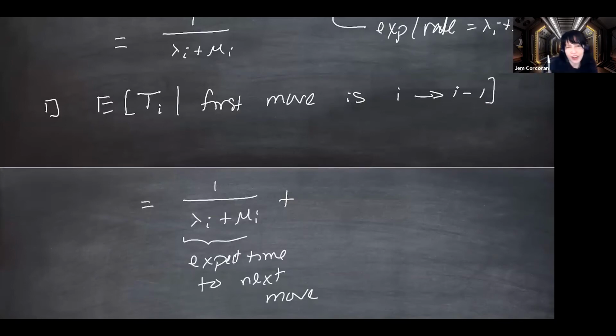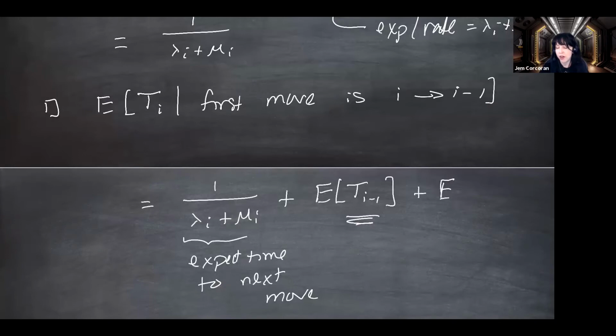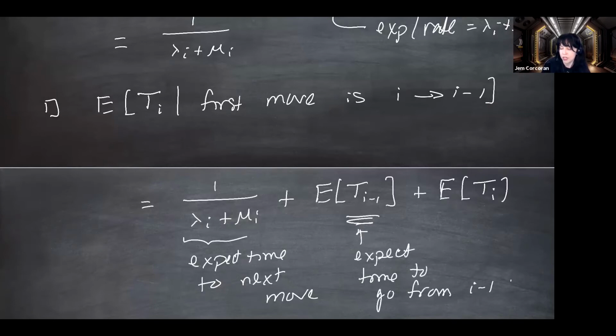And now we're starting over down at I minus 1. So we want the expected time starting from I minus 1. Now we can't go from I minus 1 all the way to I plus 1. We can only move 1 at a time. So we're going to have to move back up to I and then try all over again. So this is the expected time to go from I minus 1 to I. And then finally, this is the expected value to go to I plus 1 from I.